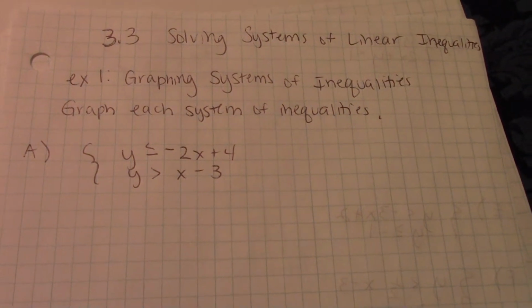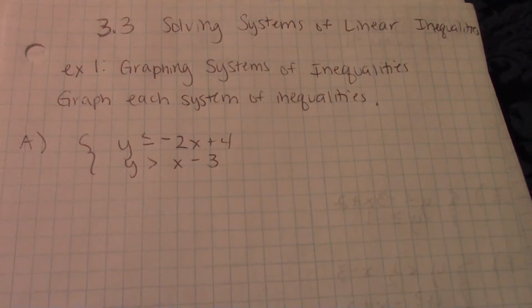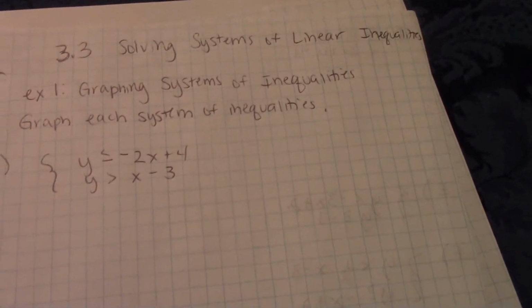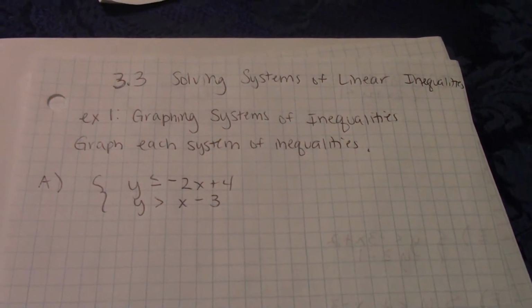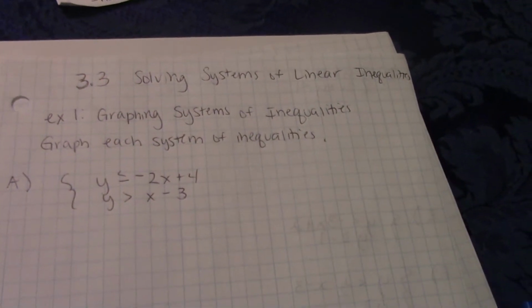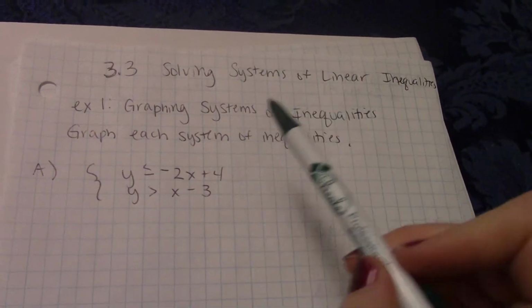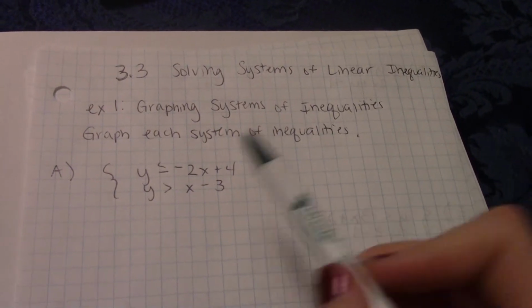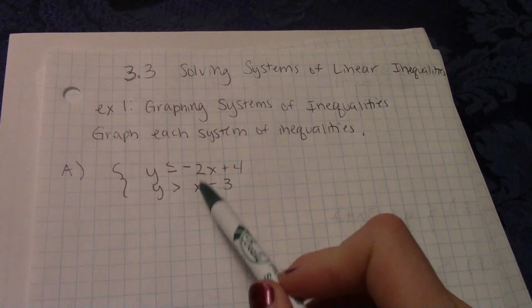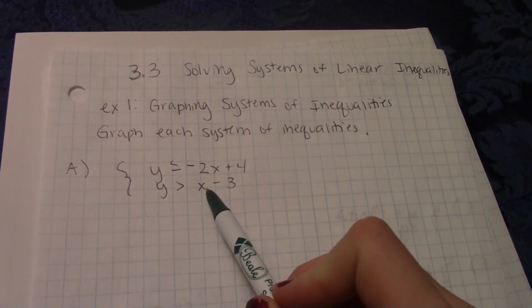Today we are talking about 3.3, solving systems of linear inequalities. To do this, you need to make sure you know how to graph a linear inequality. So you have to be able to graph a line. Okay, so graphing systems of inequalities, graph each system of inequalities. So you're going to have two inequalities on the same graph.